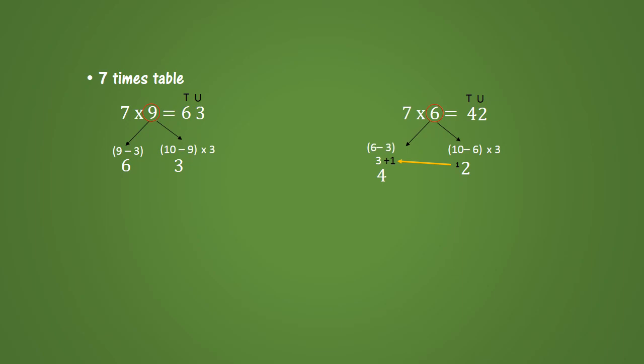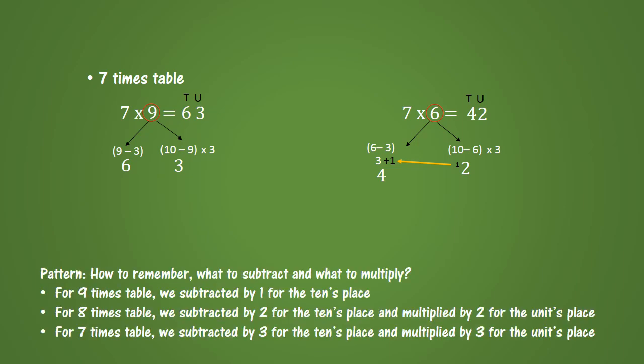So what we did in 7 times table is, for units place we just subtracted the face value by 10 first and then multiplied by 3. And for tens place we just subtracted the face value by 3. Now the question arises how to remember what to subtract and what to multiply. For 9 times table we subtracted by 1 for the tens place. For 8 times table we subtracted by 2 for the tens place and multiplied by 2 for the units place. And for 7 times table we subtracted by 3 for the tens place and multiplied by 3 for the units place.